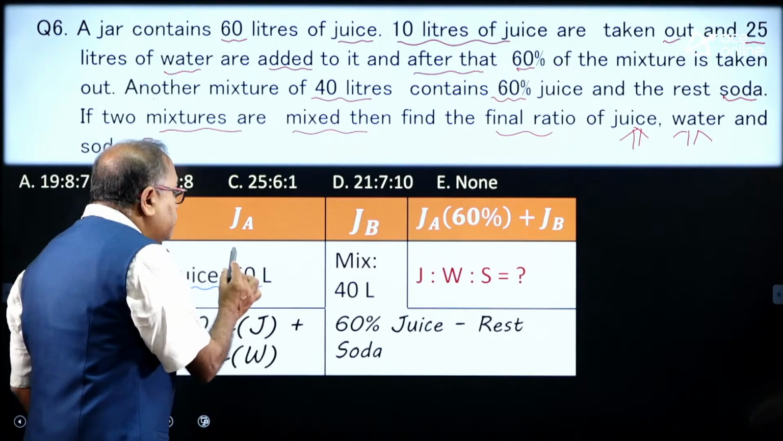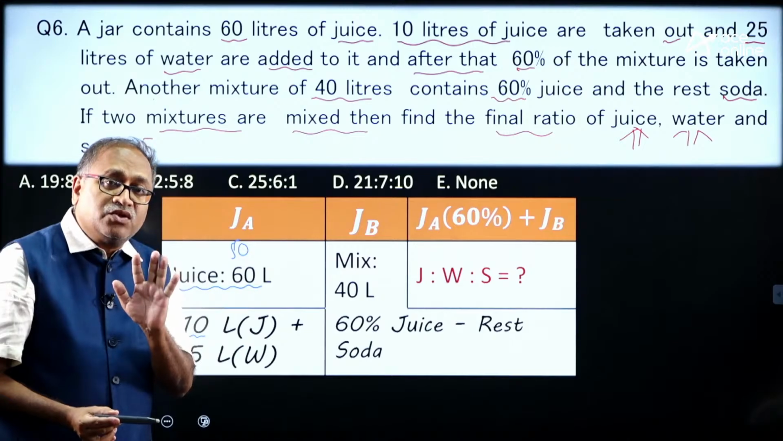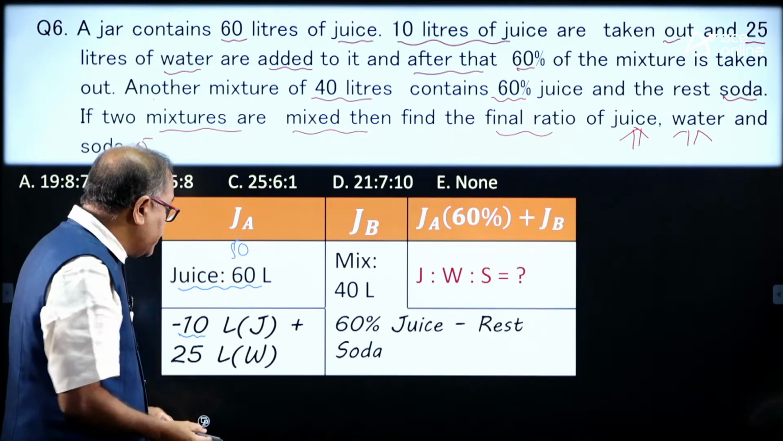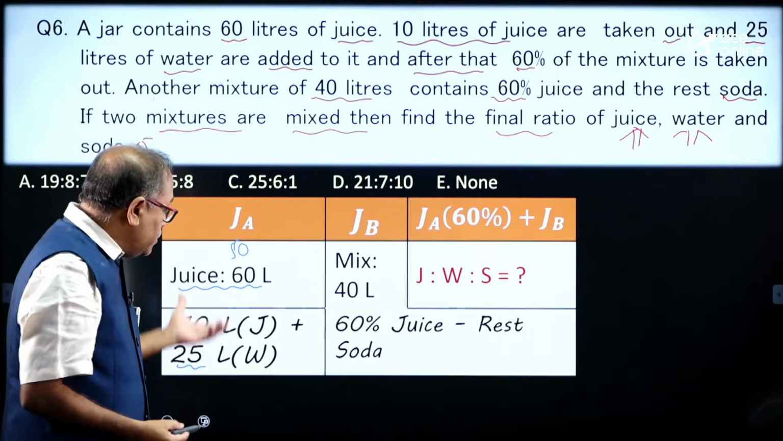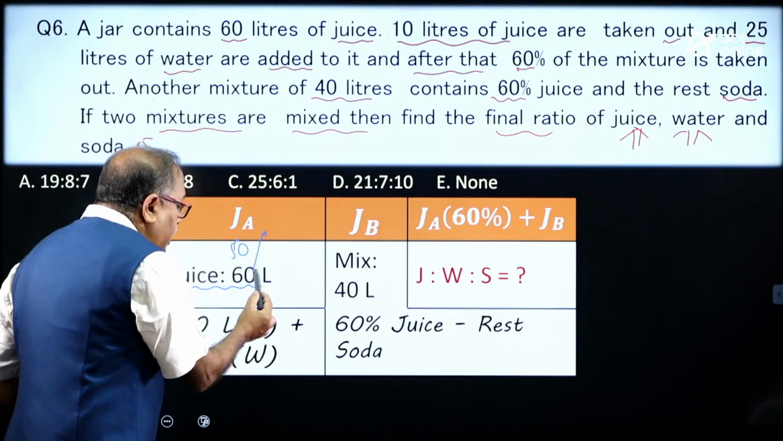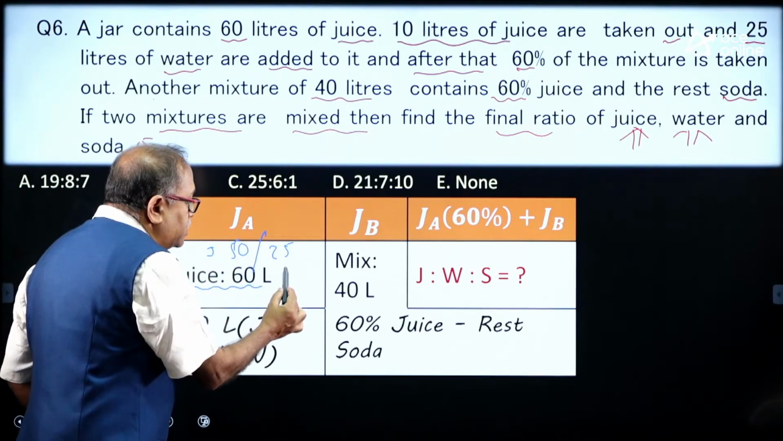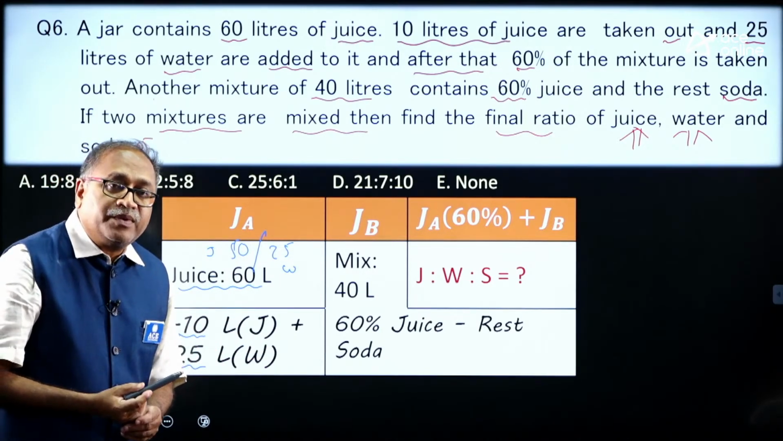So how many liters will be left? 50 liters will be left. Now the juice is only 50 liters from this part, and 25 liters of water is added. So in jar A, this is juice and this is water. What happens in jar B?